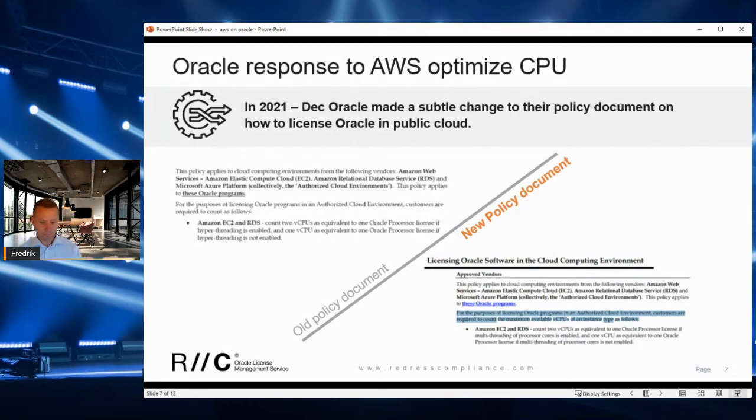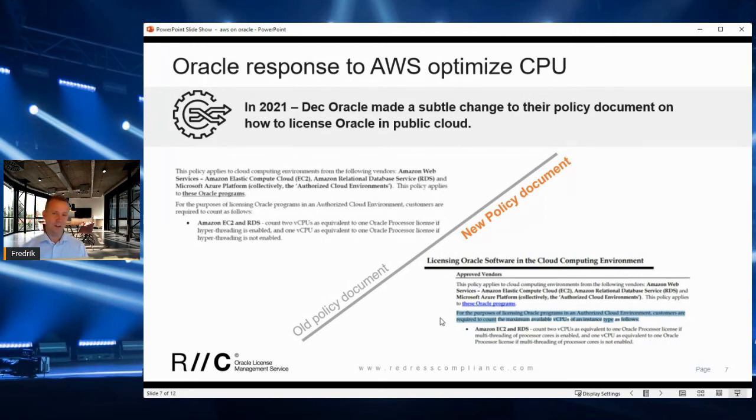in public cloud. On the left-hand side here, you can see the old cloud policy document. And here's the key line. For the purposes of licensing Oracle programs in an authorized cloud environment, customers are required to count as follows. And it's simply counting the vCPUs. But what has changed is that for the purposes of licensing Oracle programs in an authorized cloud environment, customers are required to count the maximum available vCPUs of an instance type as follows.